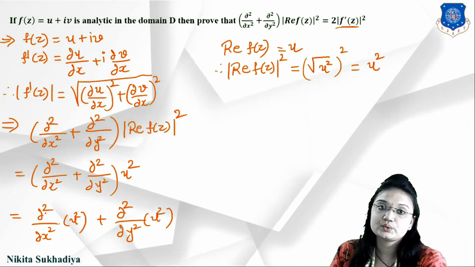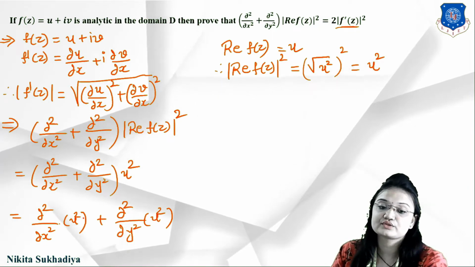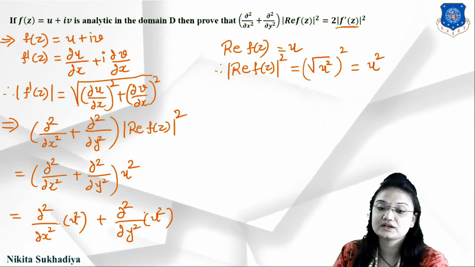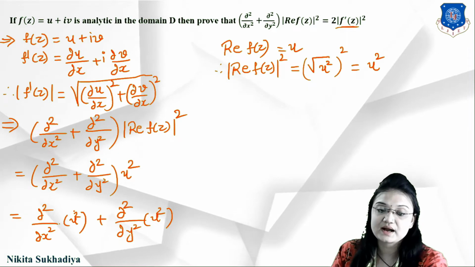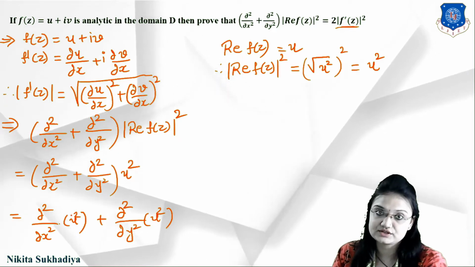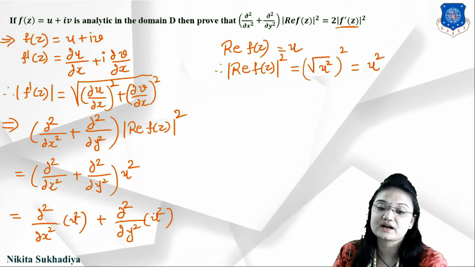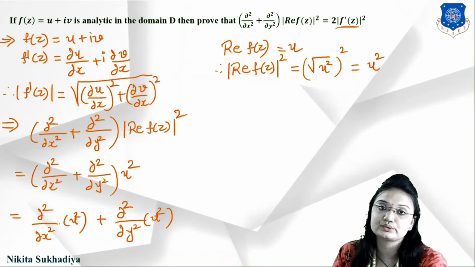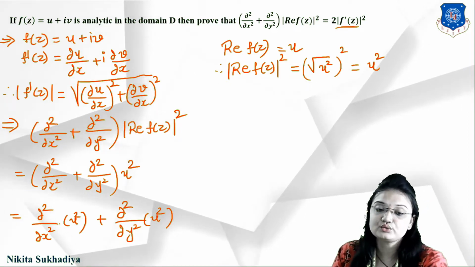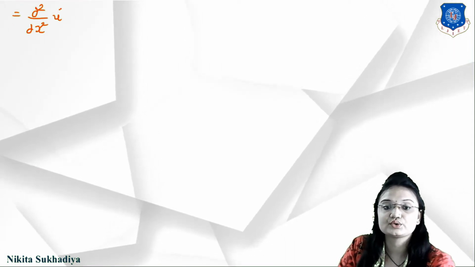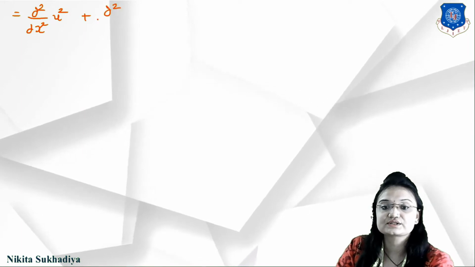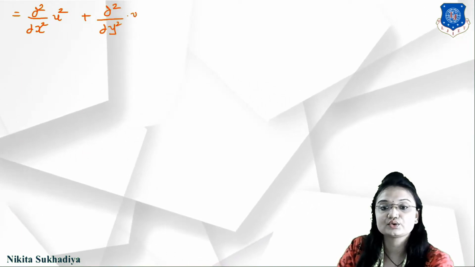So take 2 times the partial derivative of this function u square. Here take the second partial derivative of this function with respect to x, and here also take the partial derivative of this function 2 times with respect to y. Okay, so let's start with del square by del x square of u square plus del square by del y square of u square.